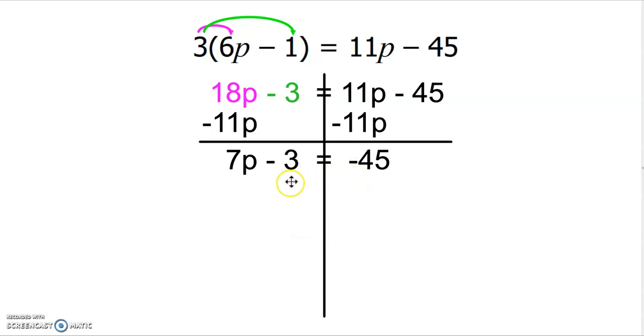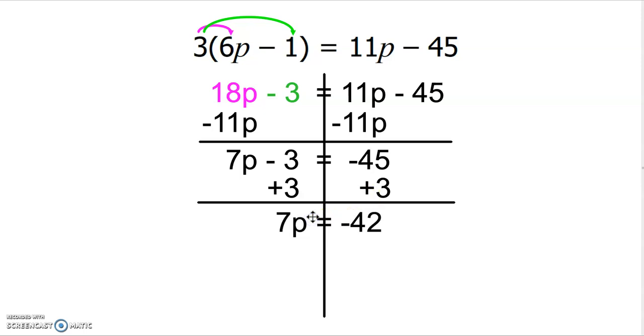From here, we need to move the 3 over by adding it to both sides. Notice how we're undoing those operations. That leaves us with 7p equal to negative 42. Now I'm dividing by 7, so the value of p is negative 6.